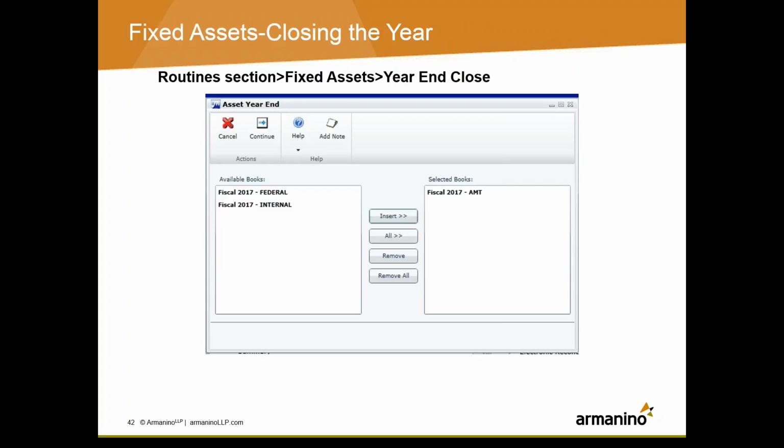When it comes to completing the year-end close for fixed assets, you want to make sure that you close all the fixed assets books at the appropriate time. Versions 2013 and prior do not have a fixed assets year-end close report. In the versions prior, you would just see that the books move from the selected books back to the available books column. That's how you would know that the process is completed.